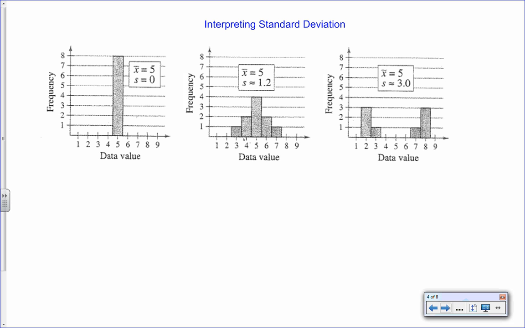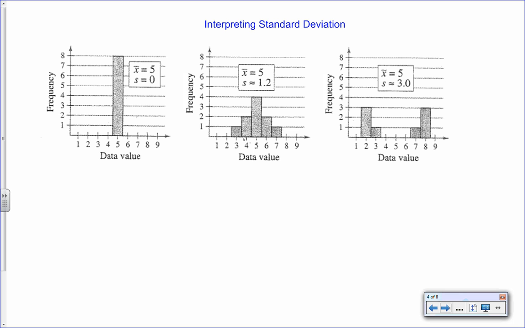Well, if everything's at 5, I could add them all up and divide by how many there are, but I'm going to get 5. Now, is there any other data here? Does the other data vary at all or deviate from the mean at all? No, so the standard deviation, if I actually did the calculation, would be 0.